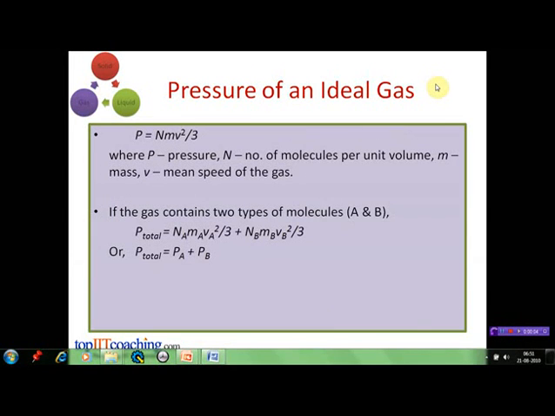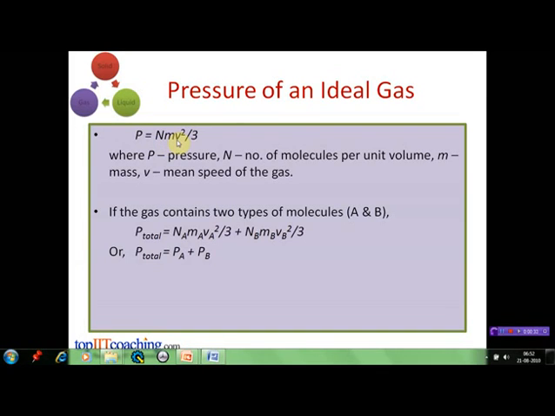Now we will go through the various applications of kinetic theory one by one. The first one is the pressure of an ideal gas. As per the kinetic theory, the pressure of an ideal gas, P, is given by nmv squared divided by 3. This equation says that the pressure P depends on N, that is the number of molecules per unit volume of the gas, on their mass m, and on the mean square speed v squared.